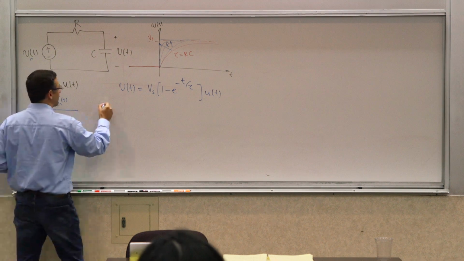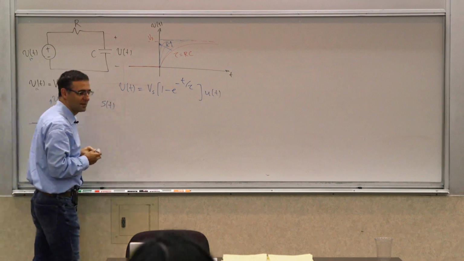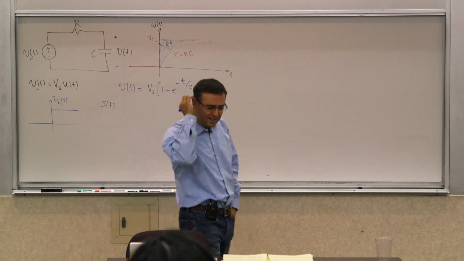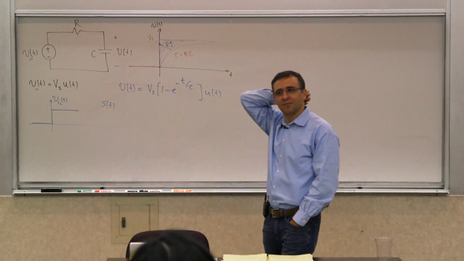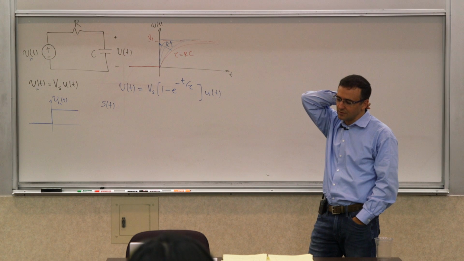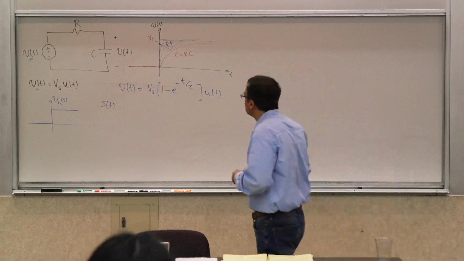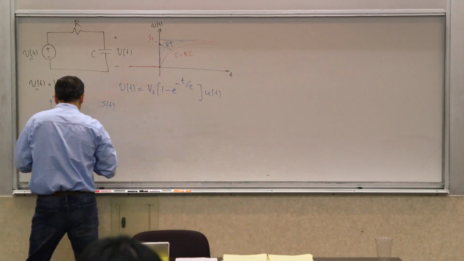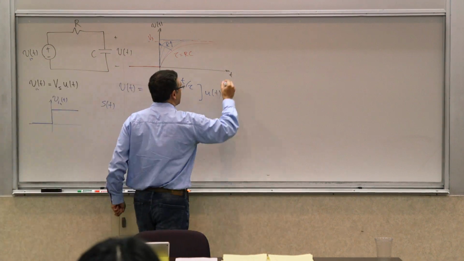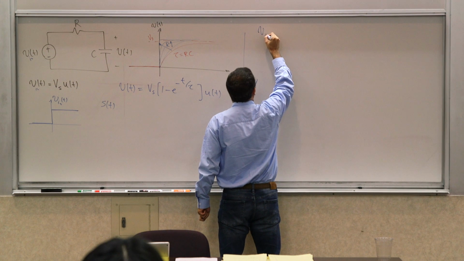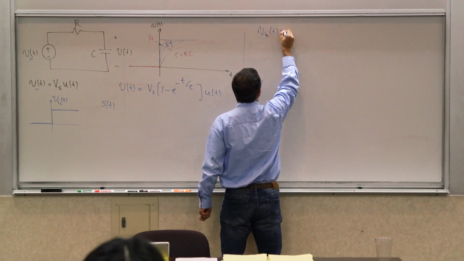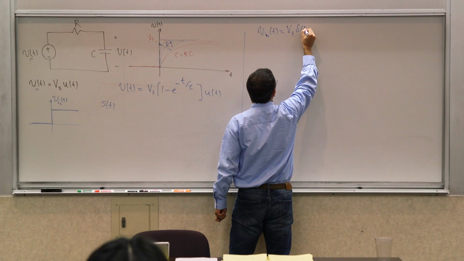You can actually think about it as S of t, the step response of the circuit. What is its impulse response? What is the impulse response of the circuit? So in other words, what if V in of t is some Vs delta of t?